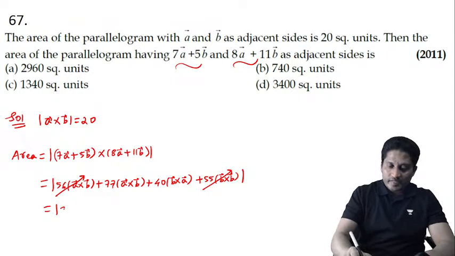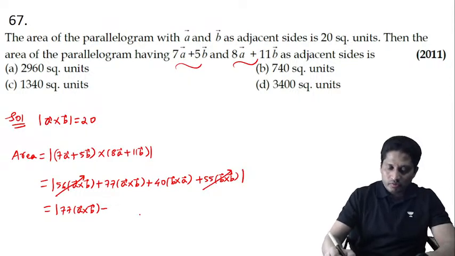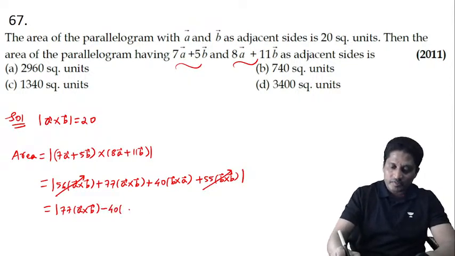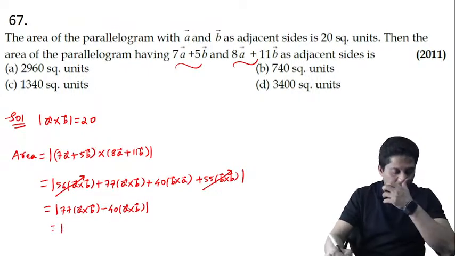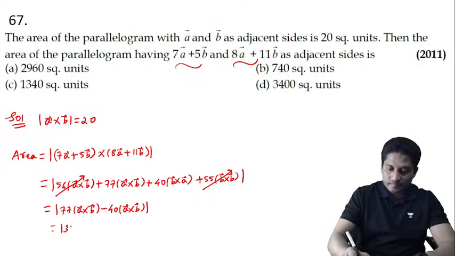This will be equal to 77 A cross B. And then A cross B is equal to minus of B cross A. This is 40 times A cross B. Okay, now this is 77 minus 40 is 37. 37 A cross B.